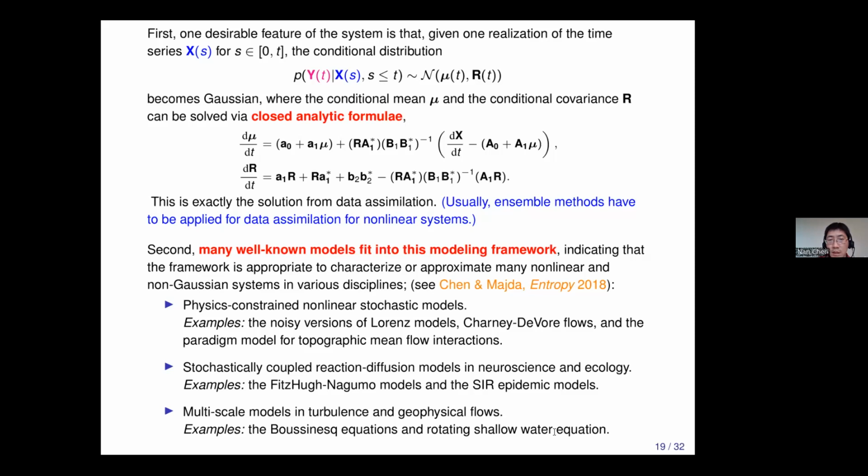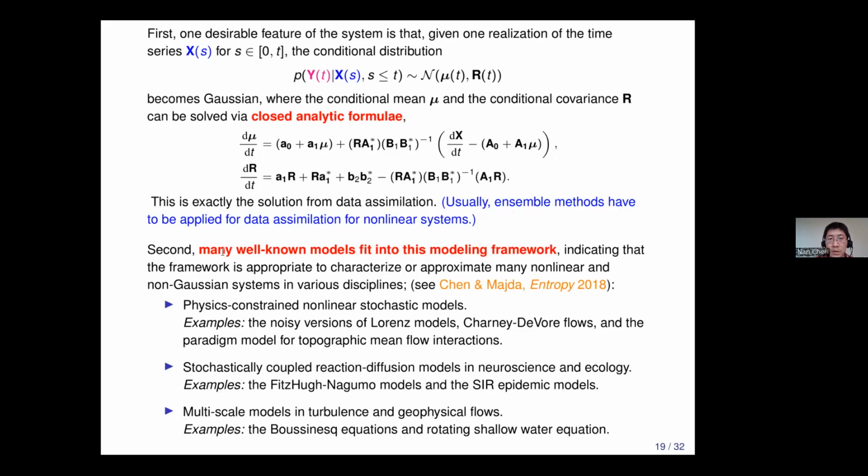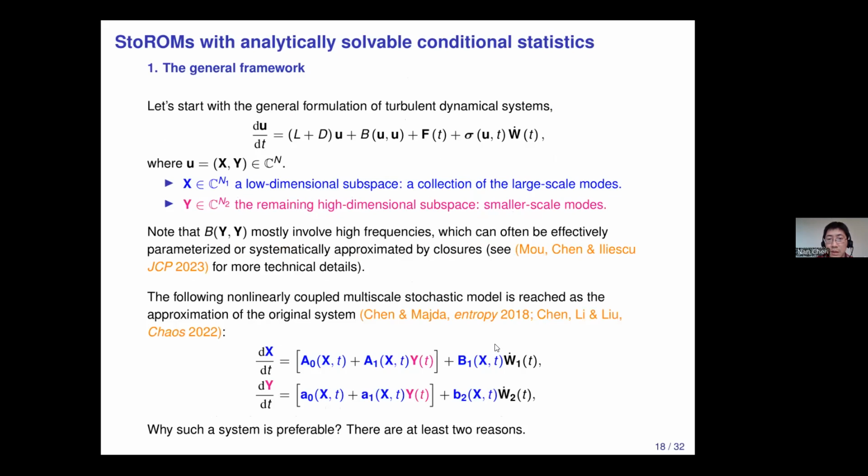And more importantly, if you think about multi-scale models in turbulence, like Boussinesq equations or shallow water equations, if we treat them suitably, they will also belong to this framework. So really, this framework can provide us a useful tool to do data assimilation and statistical forecast. That's why we make use of this fast wave approximation to eliminate the system, but include some stochasticity to describe its effect.